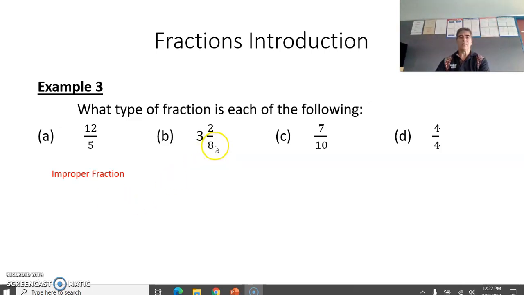Let's look at example B, the second one. We can see that there's a whole number as well as a fraction, so this gives us a mixed numeral. Our third one, our numerator is 7, denominator 10. So the numerator is smaller than the denominator. So that is going to be a proper fraction. And the one that many people forget is when the numerator is the same as the denominator. So we have a look at 4/4 here. And when the numerator is the same as the denominator, then that also is improper. So it's an improper fraction.